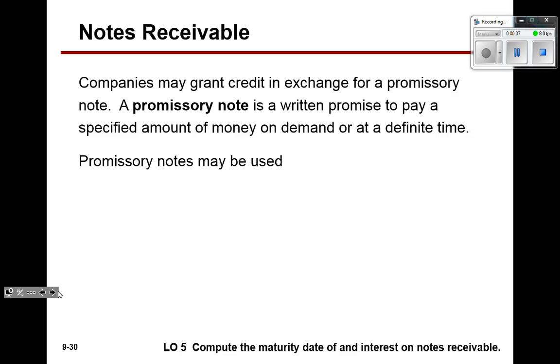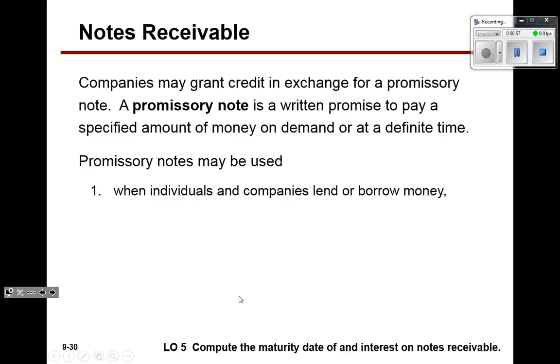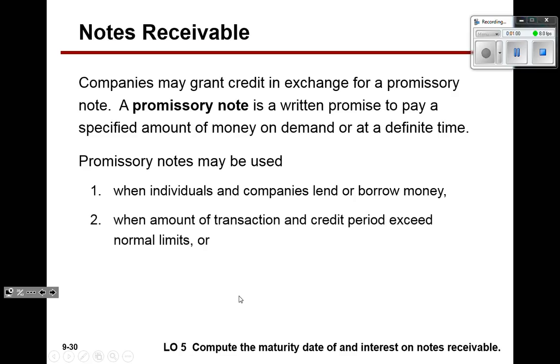Basically, notes receivable from a vocabulary standpoint is when companies grant credit in exchange for a promise. Officially, it's called a promissory note. Basically, that's a written contract specifying an amount of money and time. You'll see them used when you lend money out, or when things are exceeding what would be called normal time limits, or to try to settle an AR. Like if you're not getting the AR paid off, and instead of writing it off, maybe you say, okay, we're going to turn this into a longer note where you've got a little bit more time to do it.